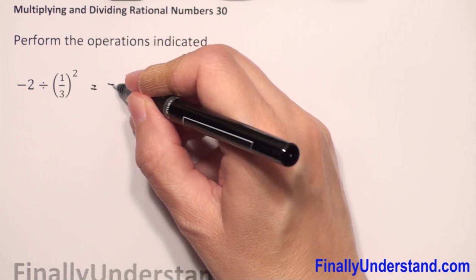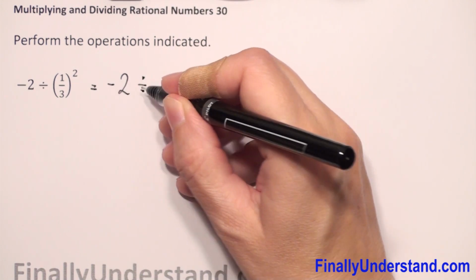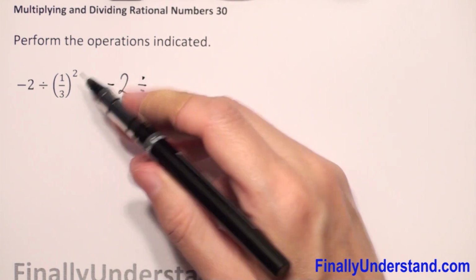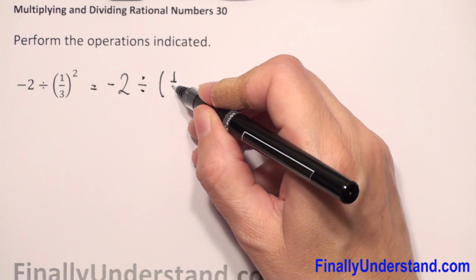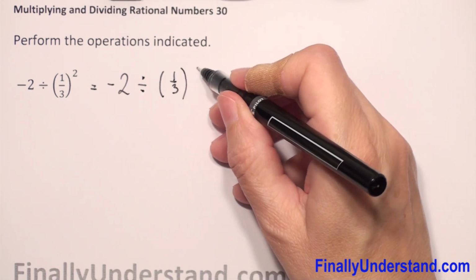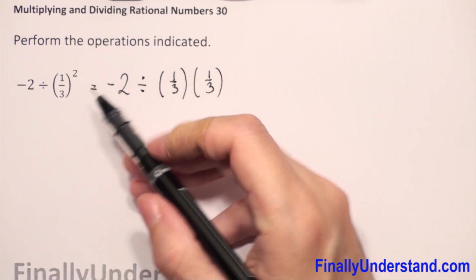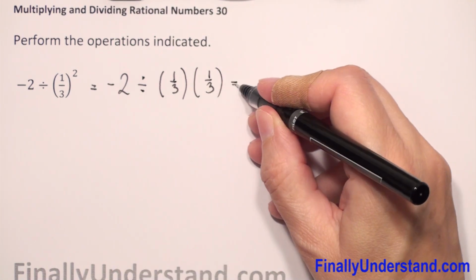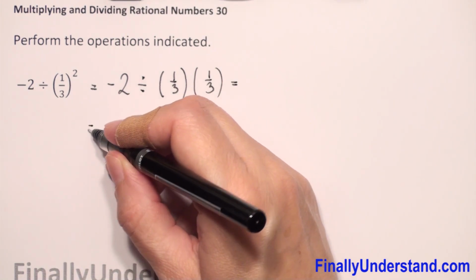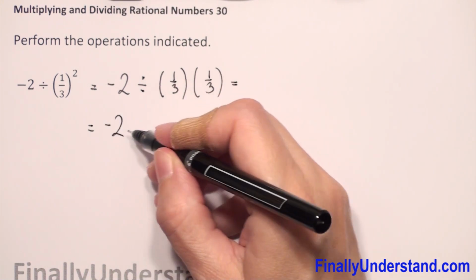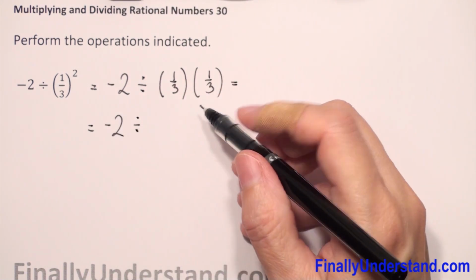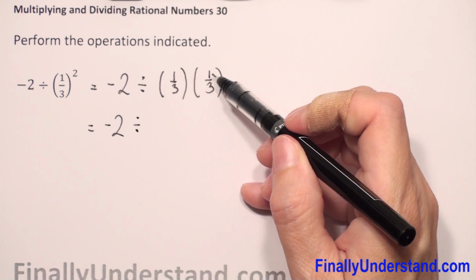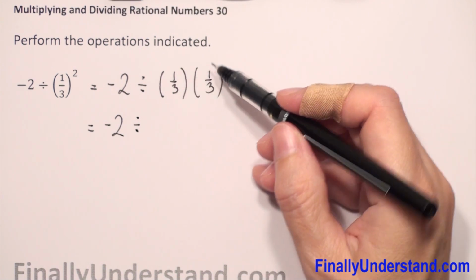So we copy -2, division sign, and 1/3 to second power. It means that we have to multiply 1/3 2 times, because we have second power, so 2 times we multiply 1/3. This is equal -2, we can rewrite division sign, and 1/3 times 1/3.